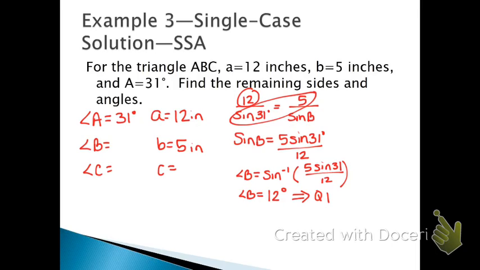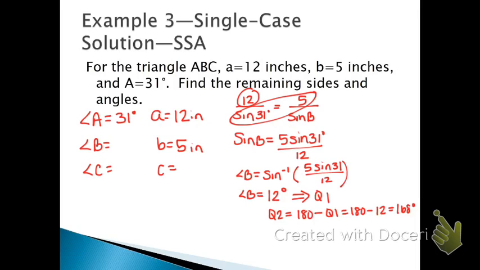So remember, we talked a long time ago about reference angles. If it's in the first quadrant, it's a reference angle. So to find your quadrant 2 angle, you take 180 minus your quadrant 1 angle. So 180 minus 12 is 168 degrees, correct? So there is a possibility of this one having a second triangle. But let's think about this.